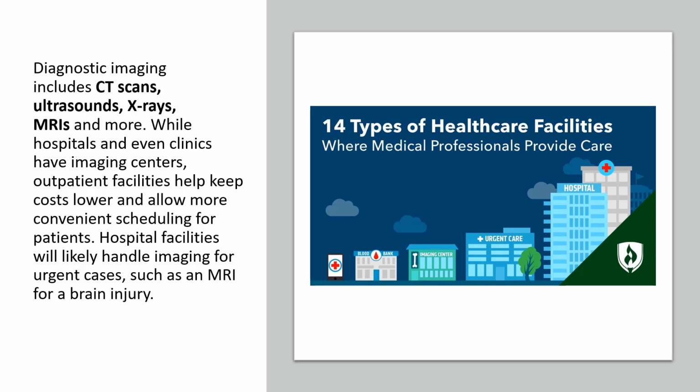With diagnostic imaging, we include CT scans, ultrasounds, X-rays, MRIs, and other modalities that allow us to image the patient. While hospitals and even clinics have imaging centers, outpatient facilities help keep costs lower and allow more convenient scheduling for the patient. Of course, this does change the quality of health care provided. Hospital facilities will likely handle imaging for urgent cases such as an MRI for a brain injury or trauma.